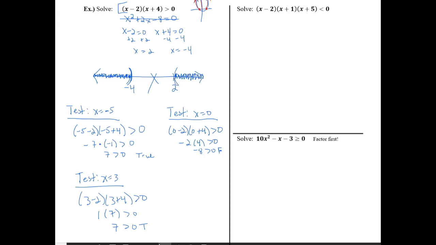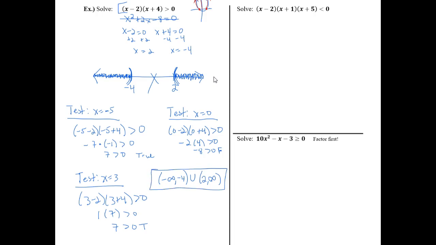And I do not include 2 as part of my solution because it was a greater than and not greater than or equal to. If I want to write this in interval notation, I just read my graph from left to right. So starting at -infinity up to -4, union starting at 2 and going up forever. And those are all the values such that x minus 2 times x plus 4 is greater than 0.